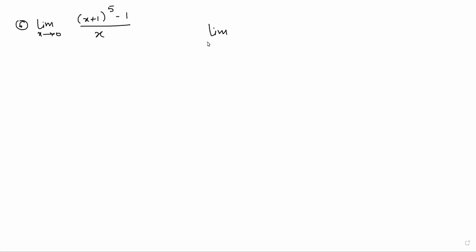Limit x tends to a, (x to the power n minus a to the power n) by (x minus a). So this is equal to n a to the power n minus 1. This correct? Yes, sir. Okay, so we will compare this with this. First is this is (x plus 1) to the power 5 minus 1. So ये हमारा match नहीं हो रहा है. So हम क्या करते हैं? In place of this, we will let anything.